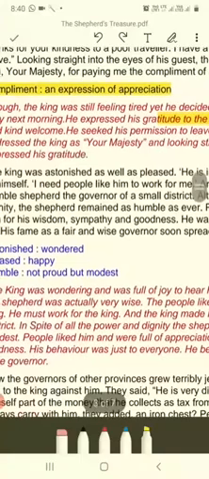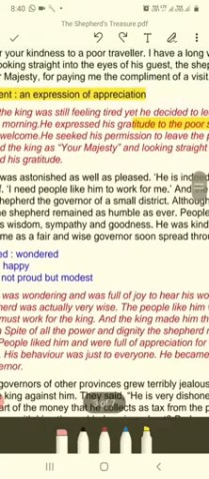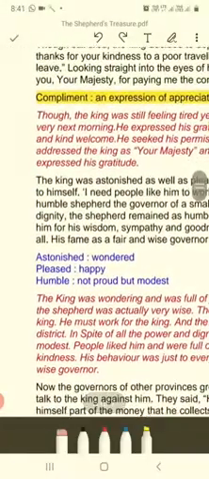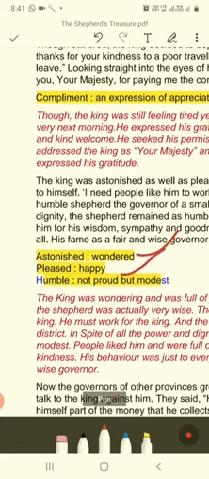The shepherd somehow found out that it was the king, and he said, "Your Majesty," looking straight into his eyes, expressing that he had understood who this man in disguise was. Okay, so a few more words. You should write the meanings of these words in your notebook and learn them by heart. It's going to be important. Three new words are astonished, surprised, wonder, surprise, same thing, pleased, happy, humble, not proud but very modest.